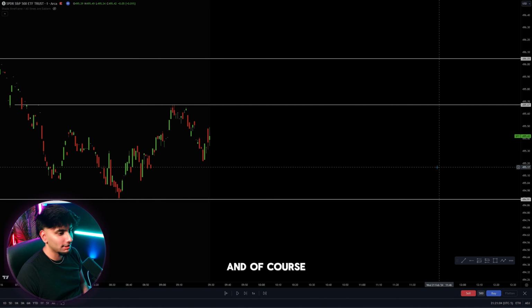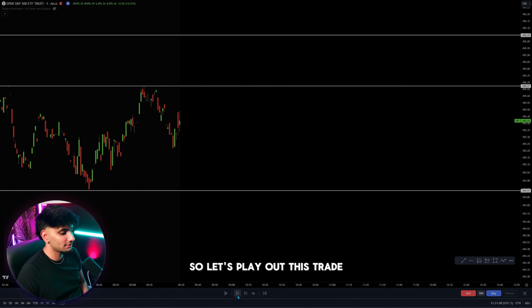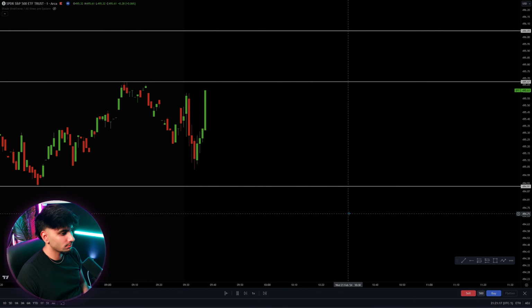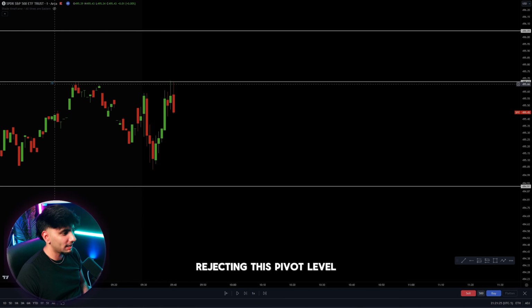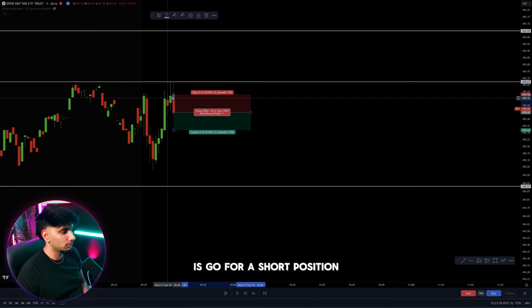Let's play out this chart. And of course we need at least a 2R multiple with simple support and resistance. So let's play out this trade. So far we see a little rejection. What I see here is we did come back and we're rejecting this pivot level. And what we're going to do once again is go for a short position.